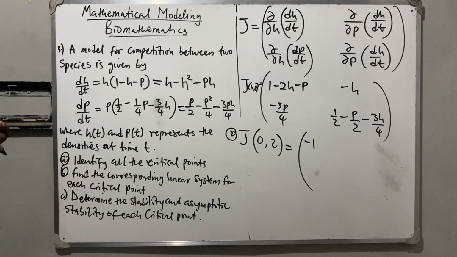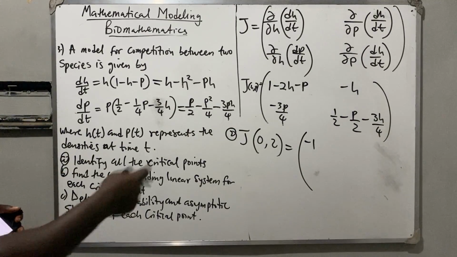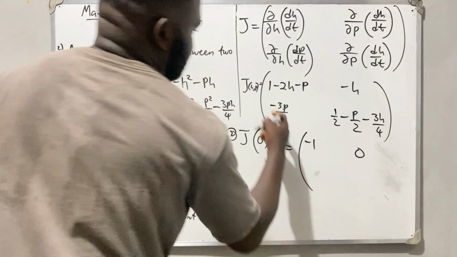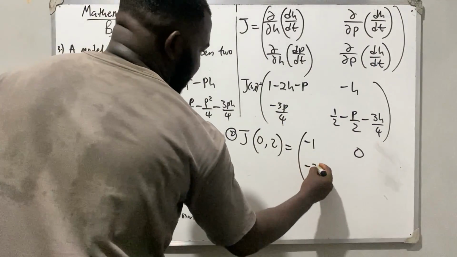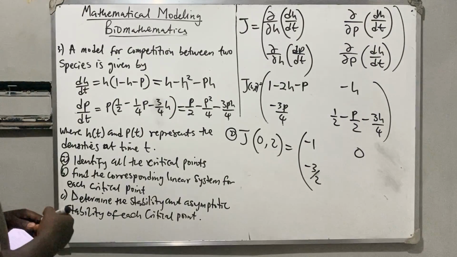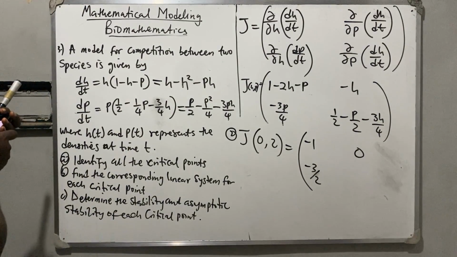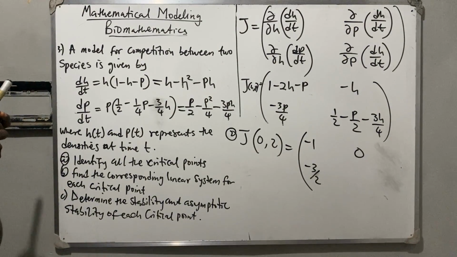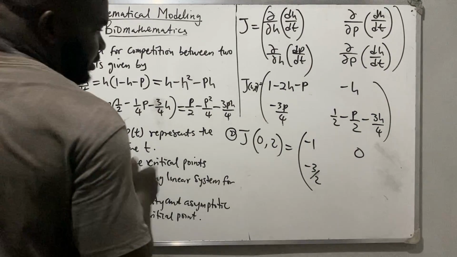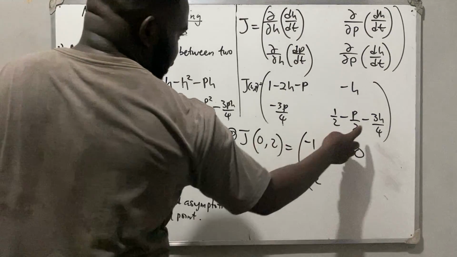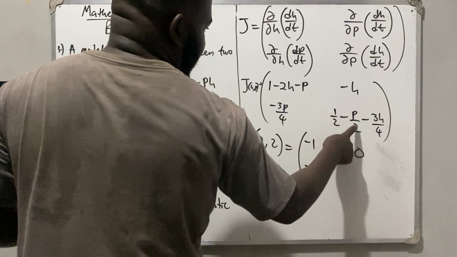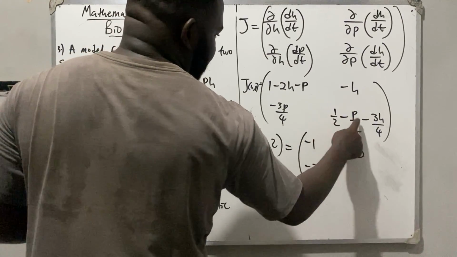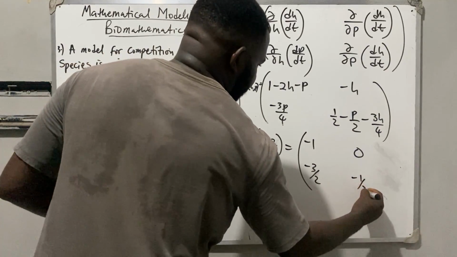Okay? So the next one I'm going to have, here is automatically 0. So if I put 2 here, taking care of this will be minus 3 over 2. Then finally, if I put 0 for H, this is gone. If I put 2 here, I'm going to have 2 divided by 2 is 1. So half minus 1 will give us minus half.